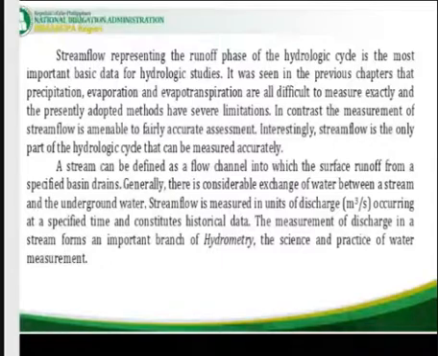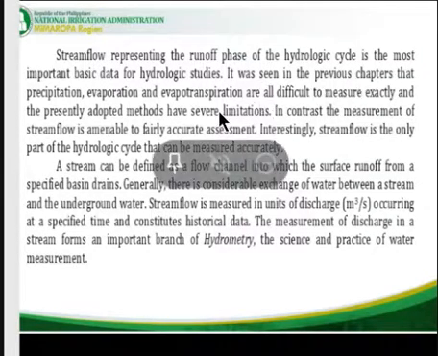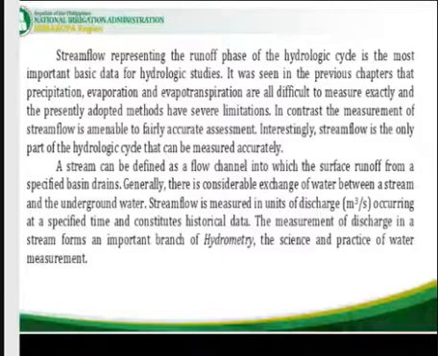Okay na. Stream flow, representing the run-off phase of the hydrologic cycle, is the most important basic data for hydrologic studies. It was seen in the previous chapters that precipitation, evaporation, and evapotranspiration are all difficult to measure exactly, and the presently adopted methods have severe limitations. In contrast, the measurement of stream flow is amenable to fairly accurate assessment. Interestingly, stream flow is the only part of the hydrologic cycle that can be measured accurately.